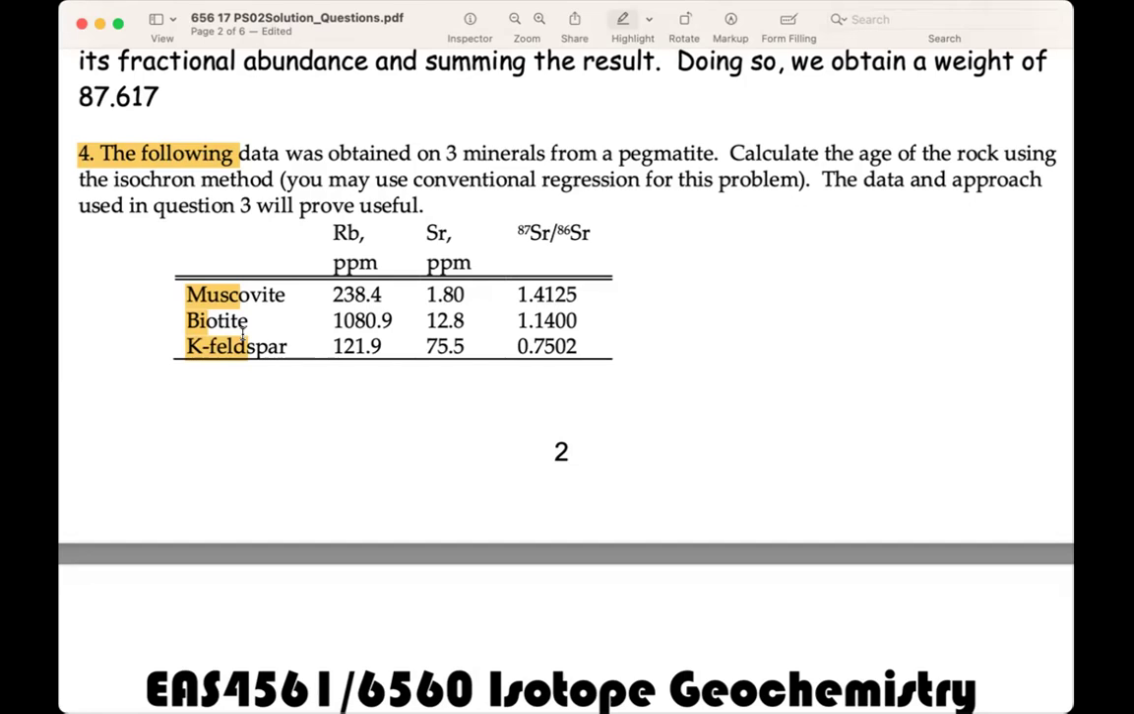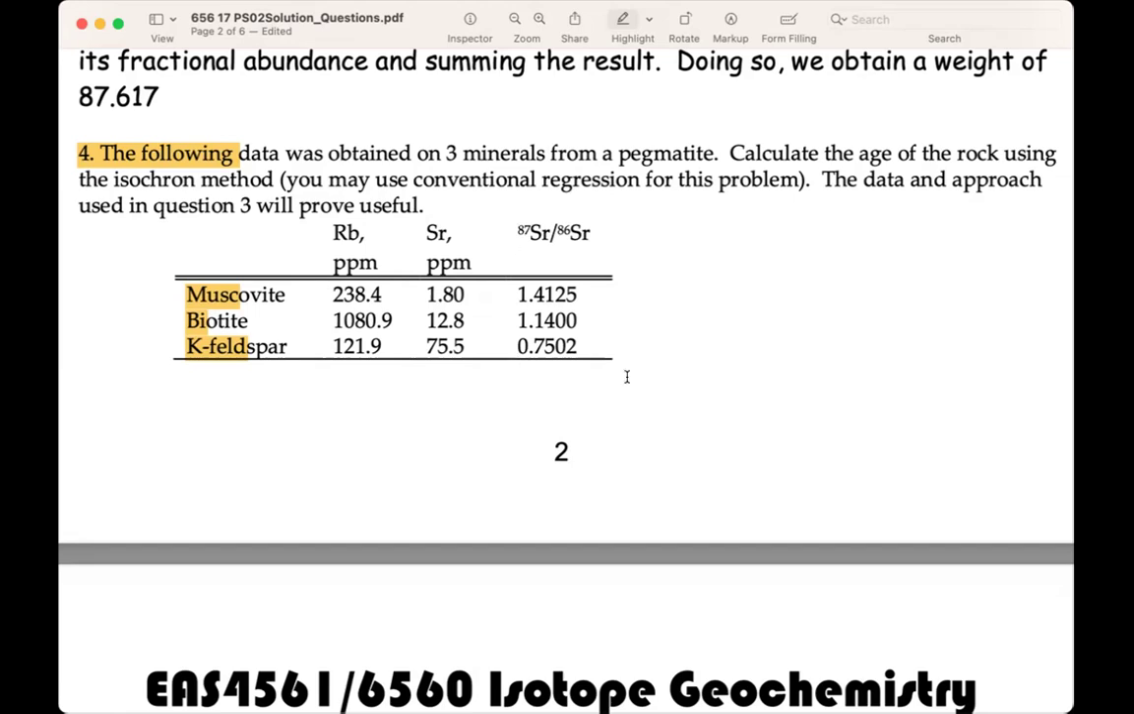So at least 3 points are necessary to draw a precise line, right? 2 points are enough for a line, but for an isochron you need to know about the slope also. So therefore at least 3 points are necessary to draw the line. That means three minerals are necessary for drawing that isochron, and you can also use the whole rock to plot on the same diagram. That doesn't matter, right? Now we are given three minerals and their rubidium strontium concentrations, and the strontium daughter isotope ratio, the radiogenic isotope ratio, is given, right?